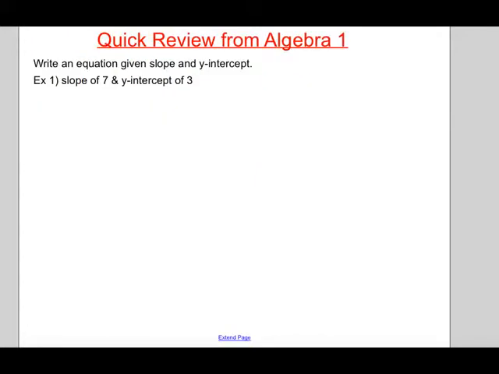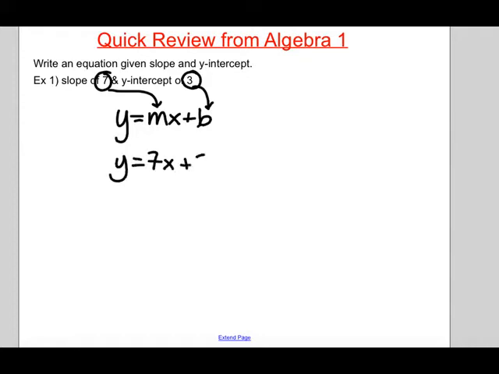Okay, so quick review before we start what we're going to do today. I want to go over the three methods for writing an equation. The first one, write an equation given the slope and y-intercept. When you're given the slope and y-intercept, the easiest form to put it in is slope-intercept form, which is y equals mx plus b. All you do is where you see m, which is your movement, you put the 7 in. And when you see the y-intercept, you put that in for your beginning value, b. So it's y equals 7x plus 3. And that's it. Pretty straightforward.